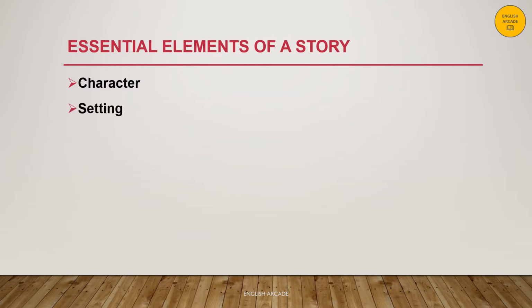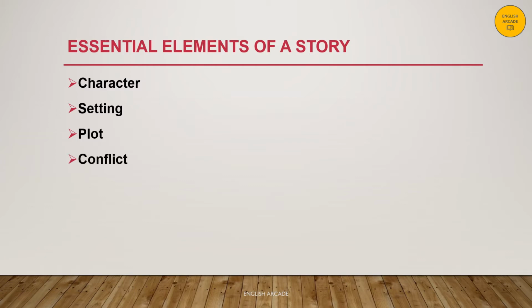The second essential element is setting. A setting is a place where a story really takes place. It could be a familiar or a real place or an imaginary one like another planet. The third essential element is plot. Plot refers to the events that take place in the story.